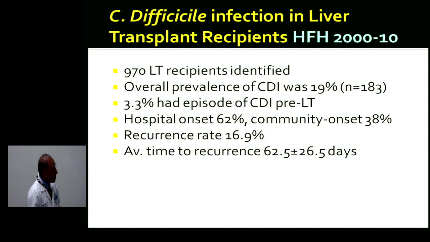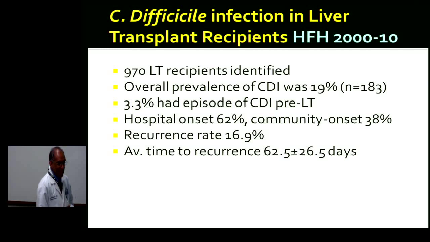The follow-up was until December 31st, 2011. So if people died before that, they died, but that was the follow-up period. We looked at whether anyone got a diagnosis of C. diff, based on diarrhea and a positive stool for C. diff. It was 19%, so that translates to 183 out of the 973 patients.